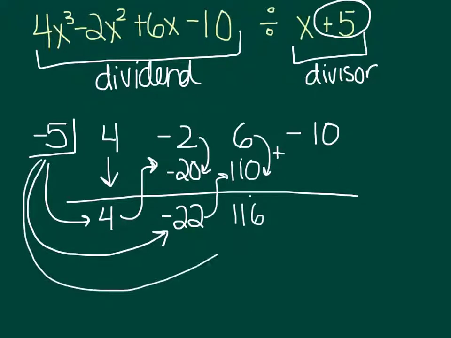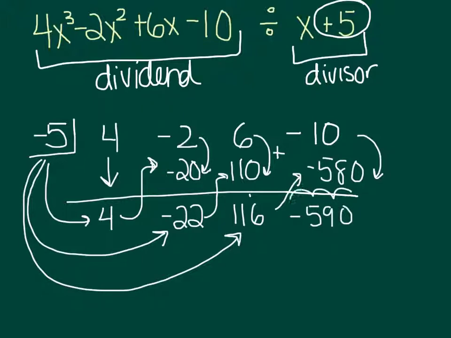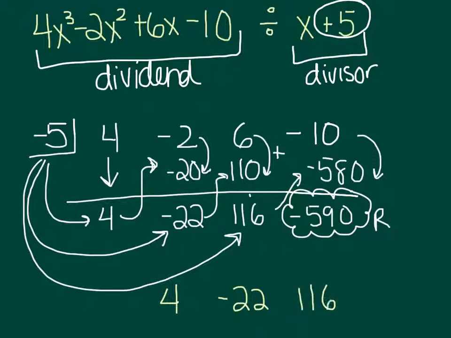And then yikes, a big multiplication problem here of negative 5 times 116. Feel free to use a calculator, but that's going to give me a negative 580. Add down, negative 10 minus 580 is a negative 590. Again, I'm going to put that bubble around here, basically because that reminds me that that's my remainder. So let's put, again, my coefficients down at the bottom. And then I know I have a remainder of negative 590.